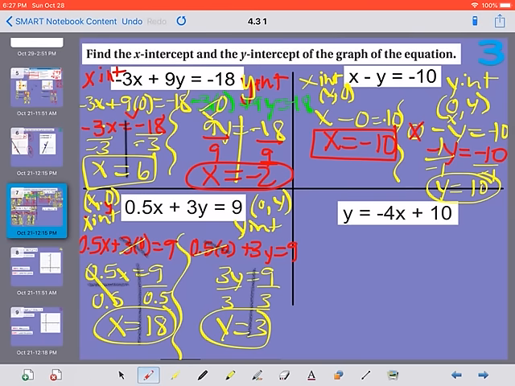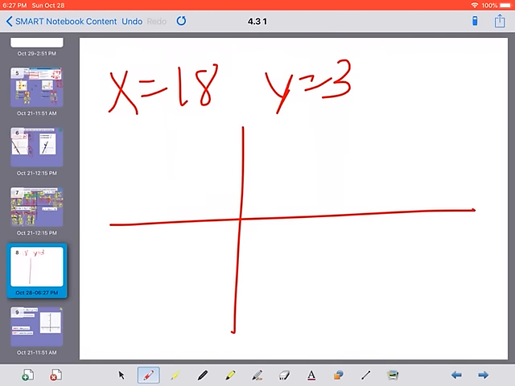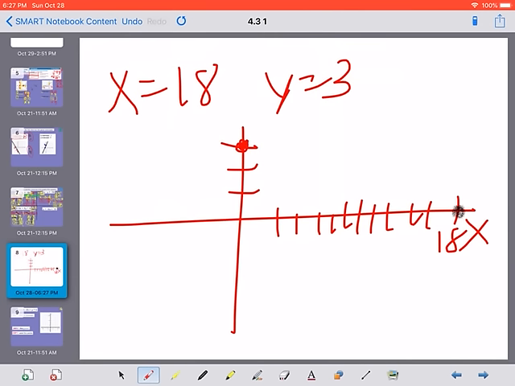Now what does this really mean? If we have x is 18 and y is 3, this is telling us if we were to graph this on my x-axis, we'd be way over here at 18. That's where this point would be. And then y would be at 1, 2, 3, right there. So that would be our line that we would graph. We're just not actually getting to that graphing point. We'll get to that next.